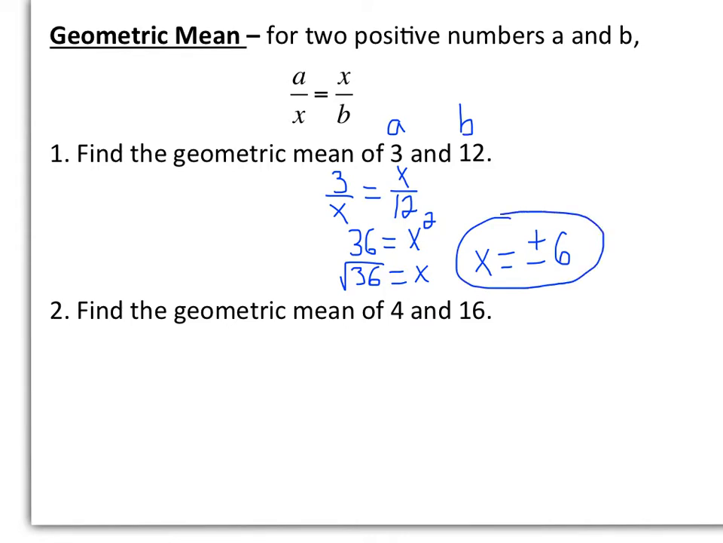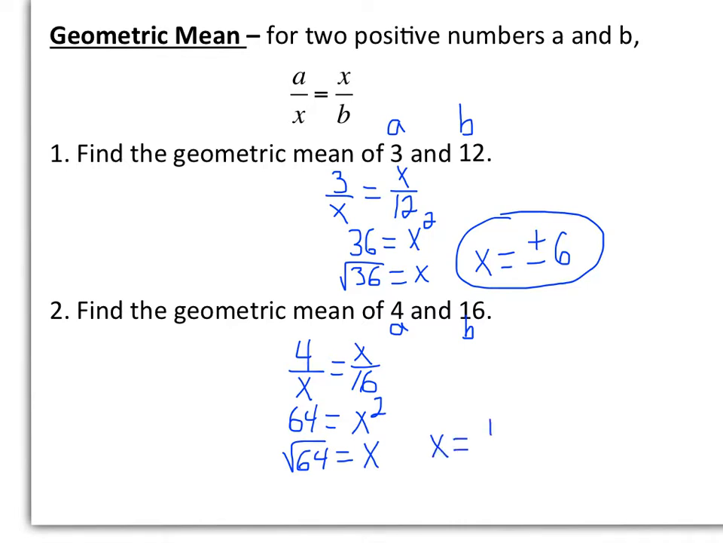Okay, similar idea, number 2. Find the geometric mean of 4 and 16. So if 4 is my a and 16 is my b, then we can say 4 is to x as x is to 16. 4 times 16 is 64. And x times x is x squared. Then take the square root of both sides. So the square root of 64 equals x. And we can simplify x as positive and negative 8.